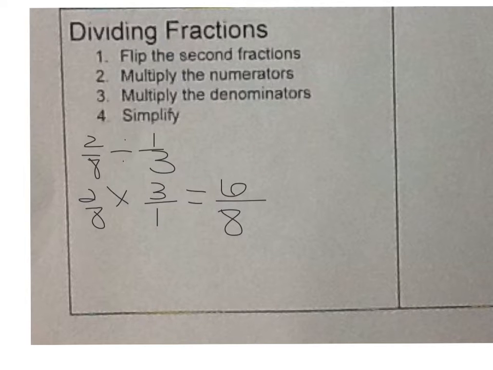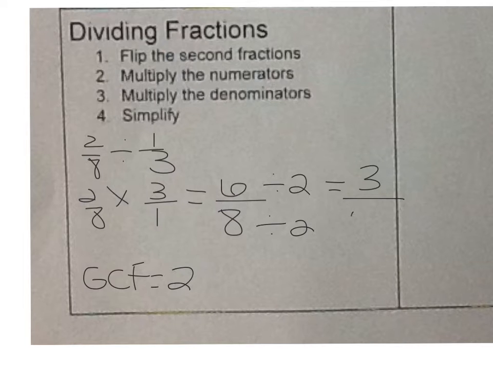So from here, I'm going to simplify by finding the GCF. The GCF of 6 and 8 is 2. So I will divide 6 by 2, and I will divide 8 by 2. 6 divided by 2 is 3, and 8 divided by 2 is 4. So my answer would be 3/4. When you're dividing fractions, the really important thing to remember is that you are flipping the fraction and then multiplying. So you flip the second fraction and then you multiply, okay?